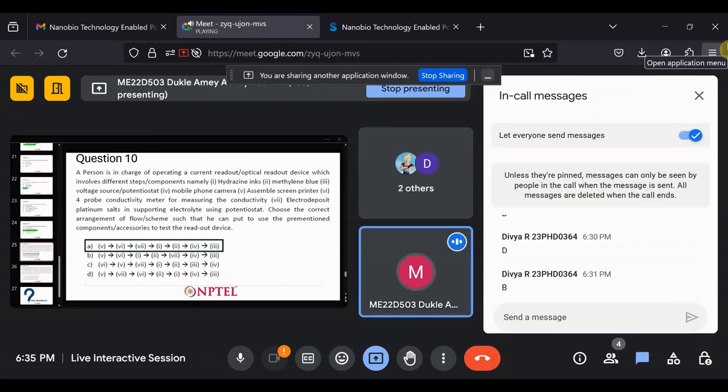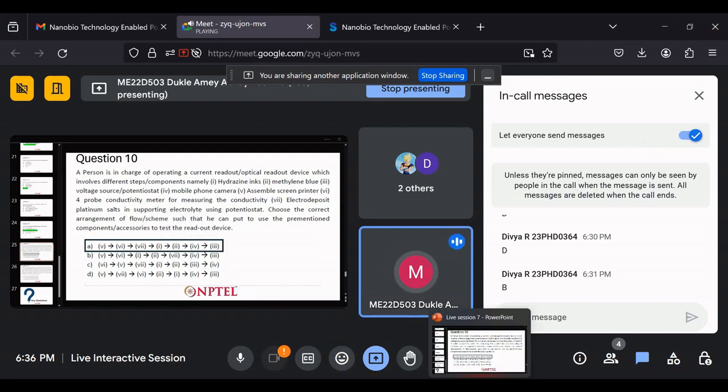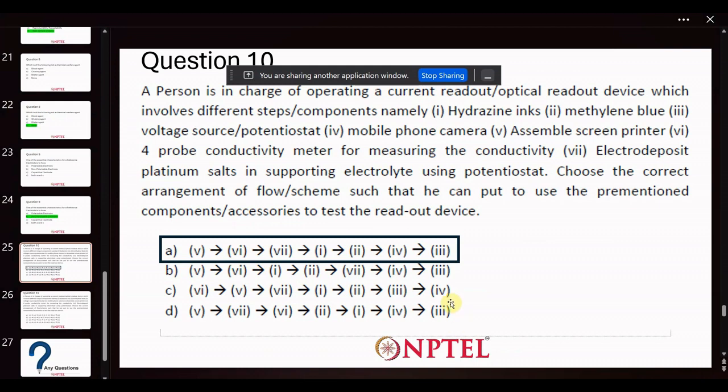So the answer is option A. The workflow will be like this: first you will have to assemble the screen printer. That is a given. So option 5 is first. Then you use the four probe conductivity meter for measuring the conductivity.